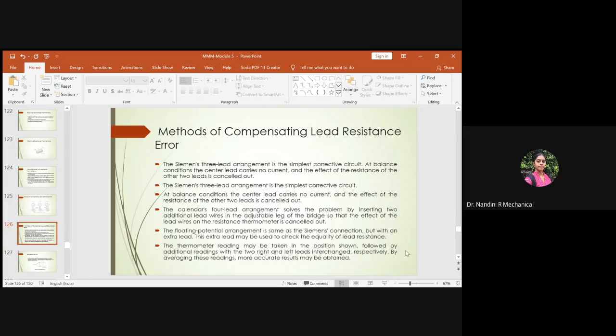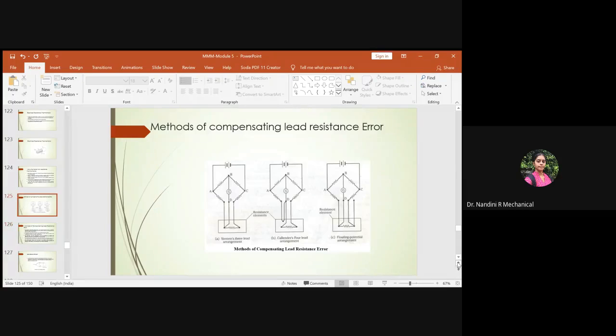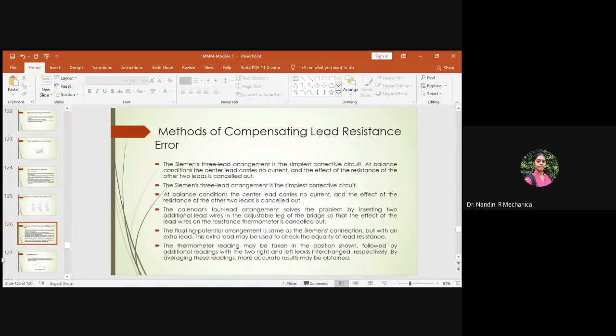So you know that this second one is called Callendar's four lead. The Callendar's four lead arrangement has two extra wires. So what do these two wires do? It solves the problem by inserting two additional lead wires. So what does it do?